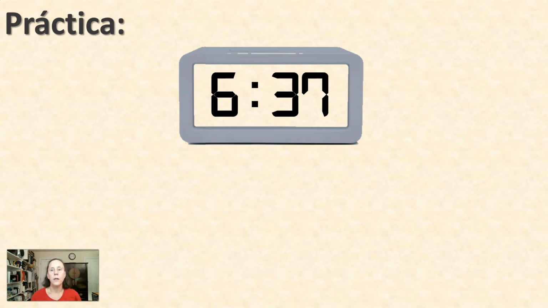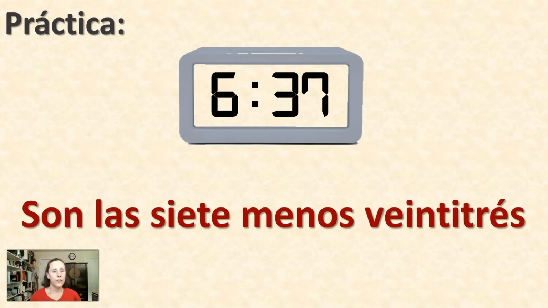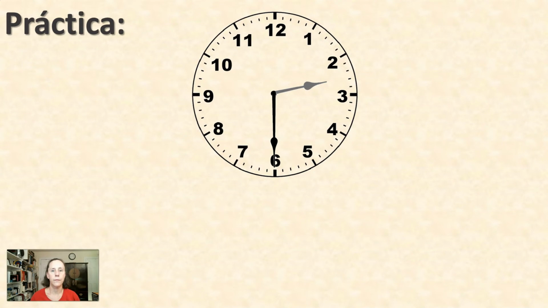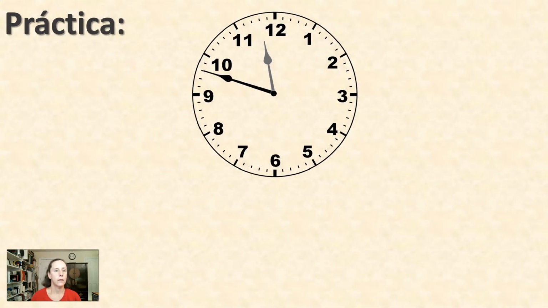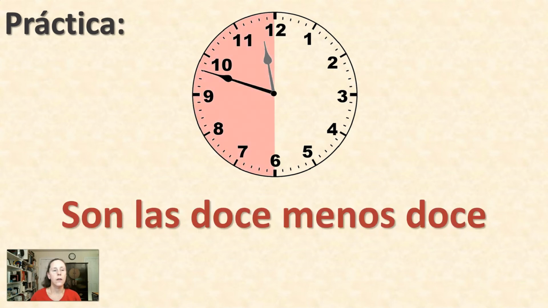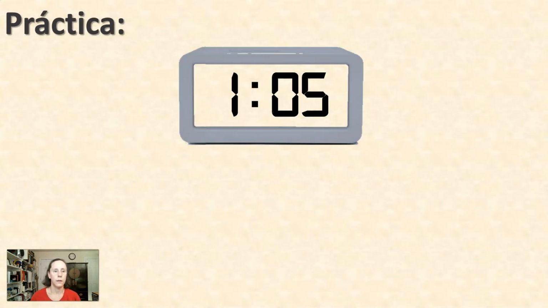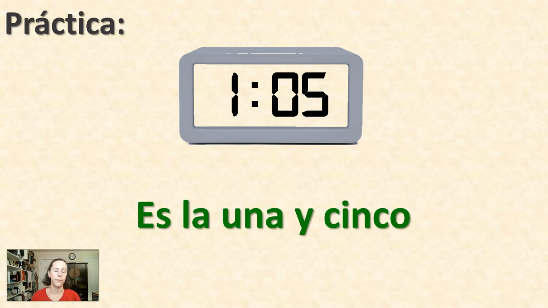Muy bien. This would be son las 7 menos 23. Because again, we're over 30, so we round up and then subtract. All right, how about this one? Son las 2:30. All right, next one. Son las 12 menos 12. All right, moving along. Es la 1:05. Next one.